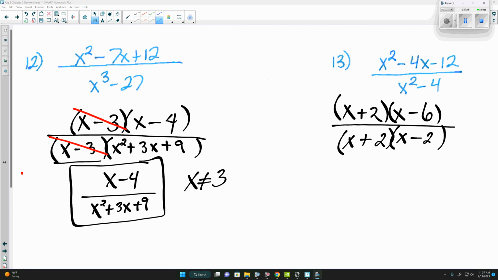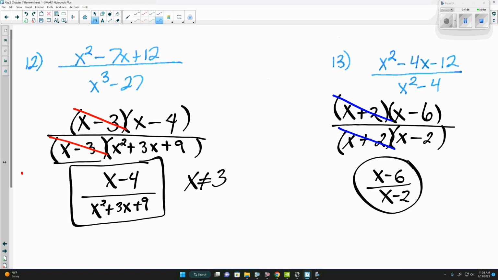So we do have x plus 2 in common, so those would cancel out, leaving us with x minus 6 over x minus 2, and that's as simplified as it gets. Questions on this here? And we wouldn't look at restrictions, but if we did, x cannot be 2 or negative 2. We couldn't have positive or negative 2. Any questions on this so far?